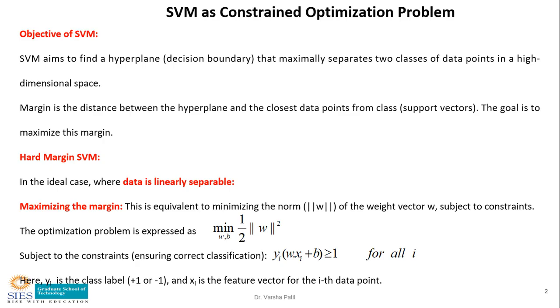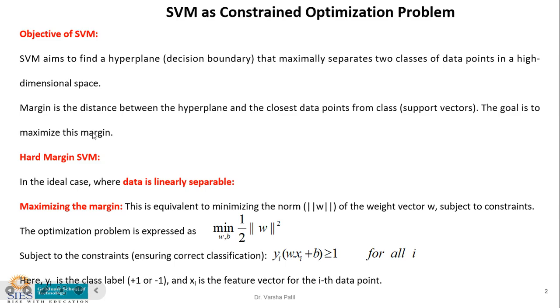SVM is mapped as a constraint optimization problem. The objective of SVM is to find a hyperplane, that is nothing but the decision boundary, that maximally separates two classes of data points in high dimensional space. Margin is the distance between the hyperplane and the closest data points from the class, that is nothing but support vectors.